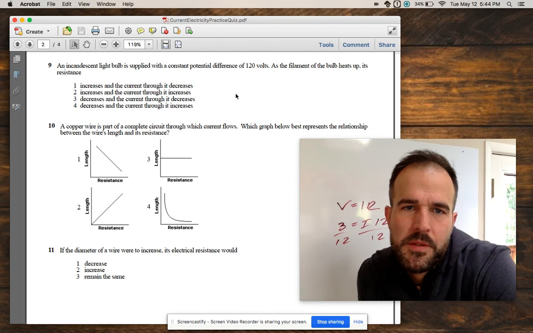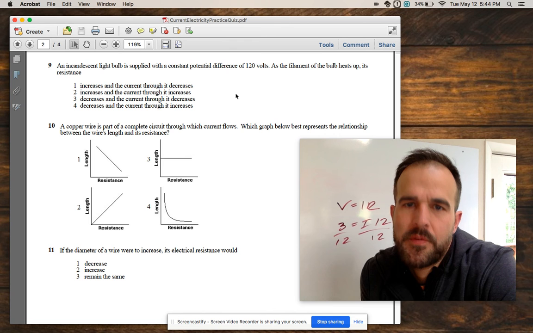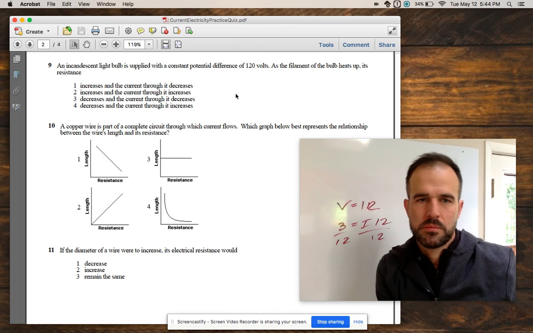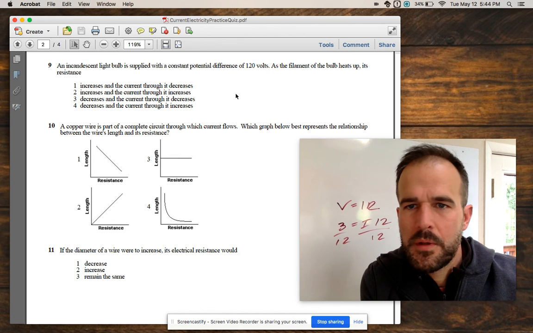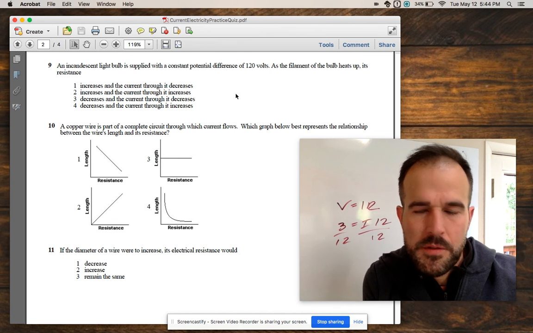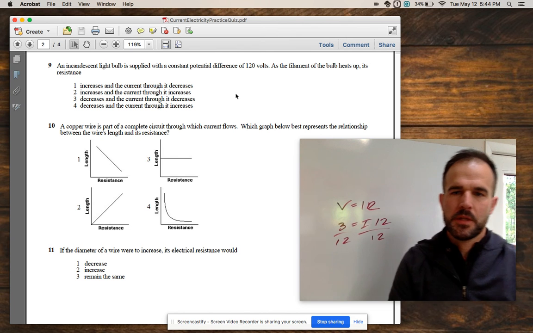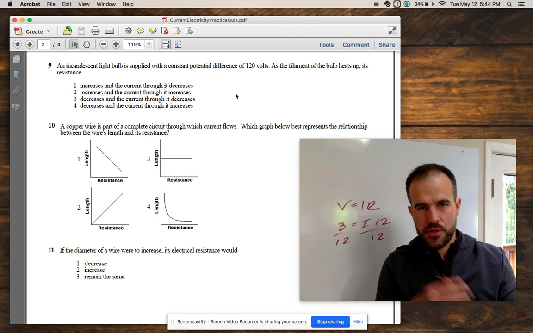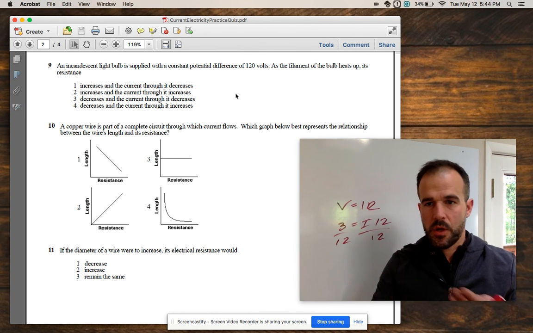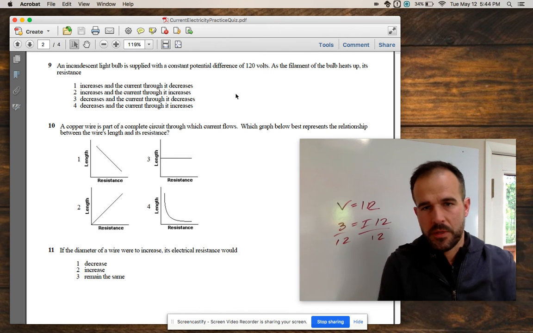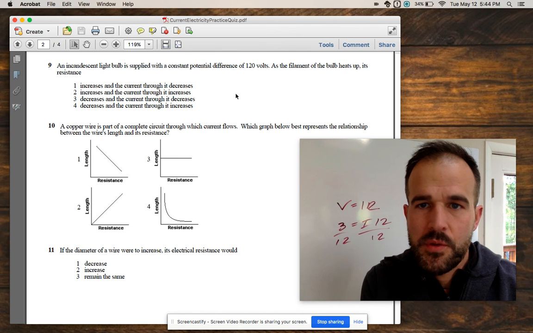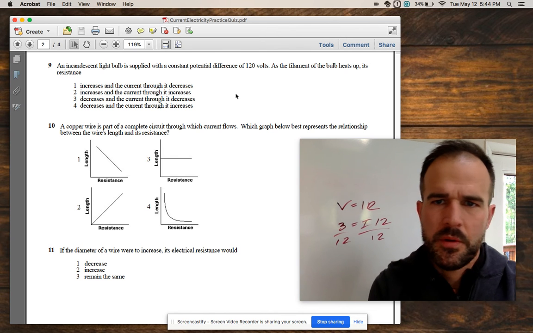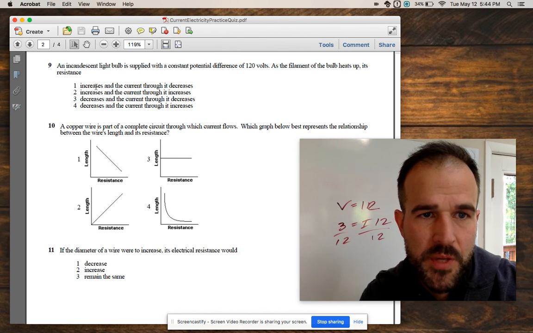Incandescent bulb is supplied with a constant potential difference of 120 volts, so a household light bulb, old style. Filament heats up, and its resistance what? So heating up is bad. So you get the internal motion or kinetic energy of the molecules inside going, and that's going to make it harder for the electrons to pass through. So let's see. So as it does warm up, what's going to happen? So its resistance increases. Yes.